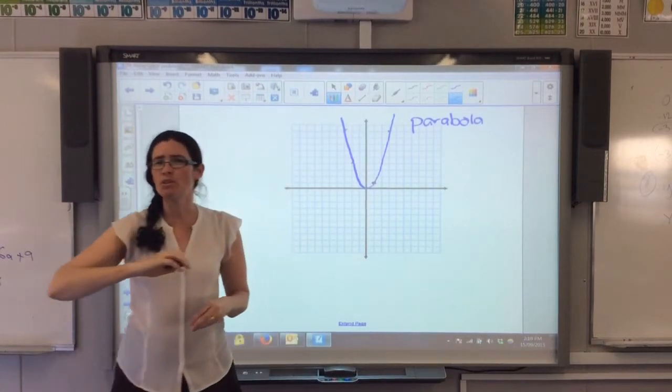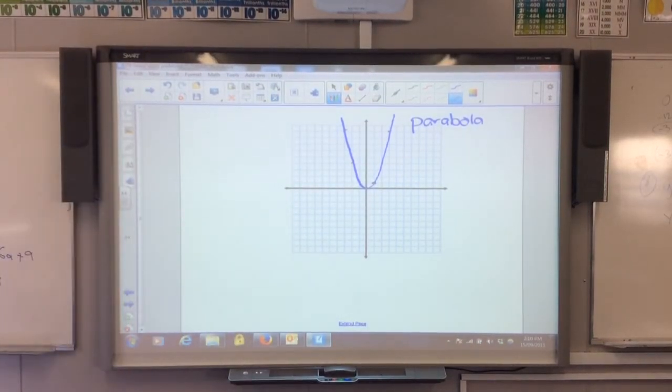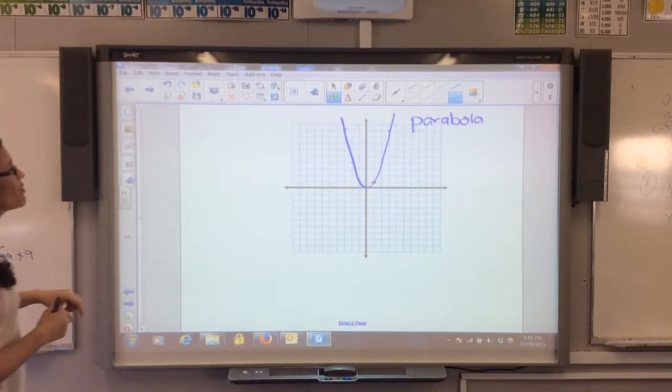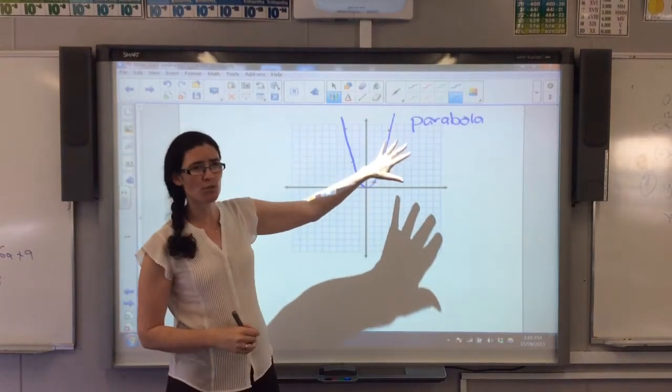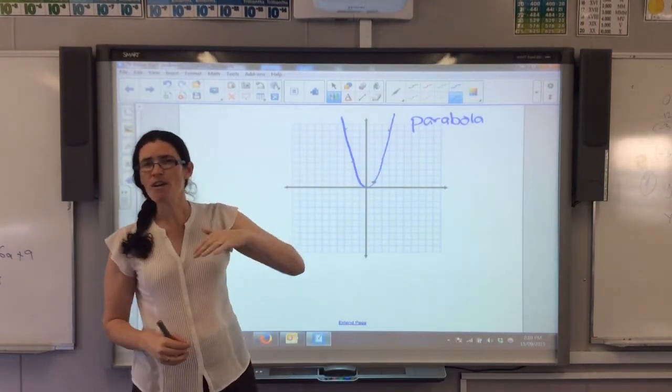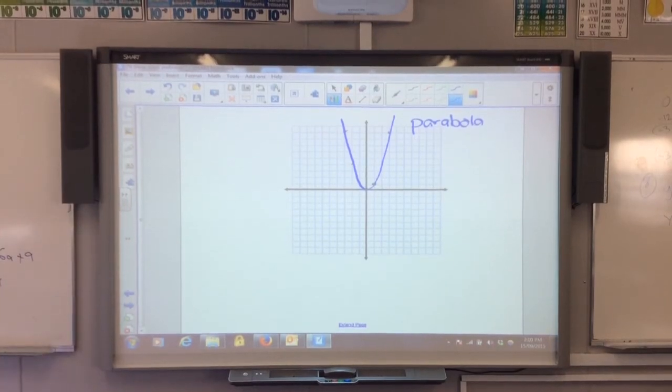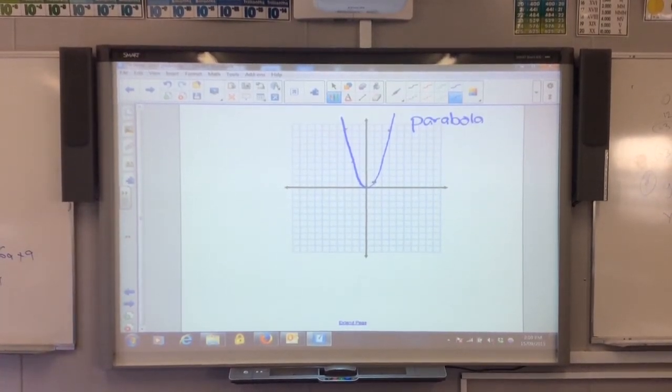Parabolas are a really important shape. Science uses a lot of parabolas. Any satellite dish, any torch that's reflecting, the shape of that is the shape of a parabola. So a parabola is an extremely useful shape, and we now know how to create them. We need to create them using equations with x squared terms in them.